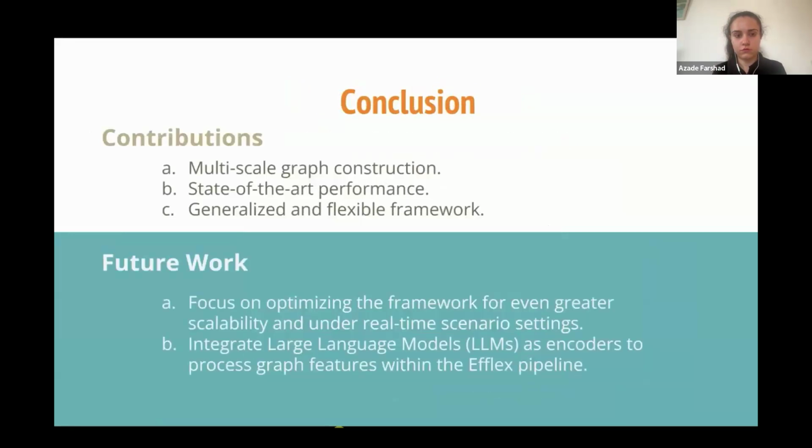In conclusion, eFlex offers a novel and efficient approach to spatio-temporal trajectory graph modeling and representation learning. Our pipeline significantly improves both speed and accuracy, making it suitable for a wide range of applications. In future work, we aim to further optimize eFlex for greater scalability and real-time applications, such as traffic management and environmental monitoring. We're also exploring the integration of large language models to enhance the semantic understanding of spatio-temporal data, which could improve predictive accuracy and analytical depth.